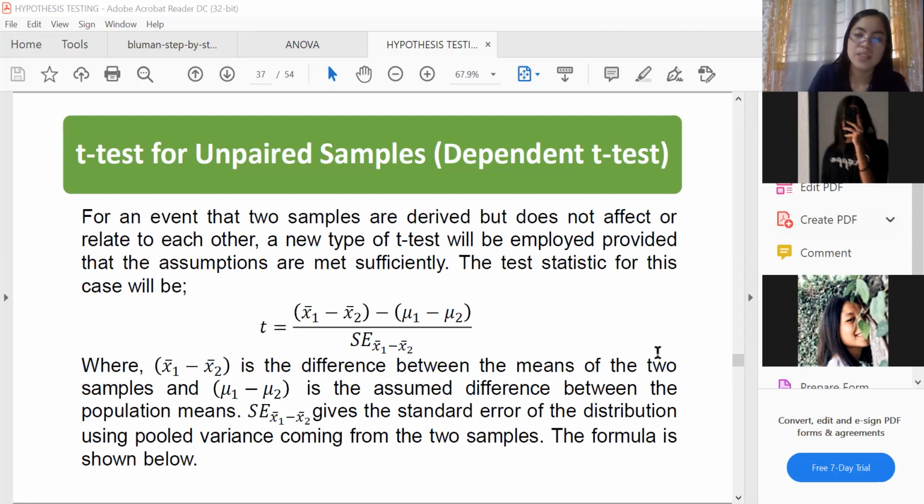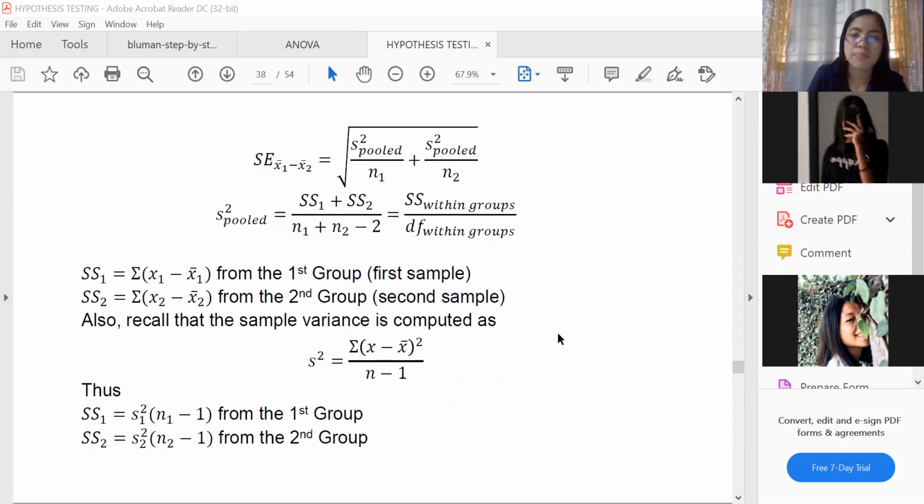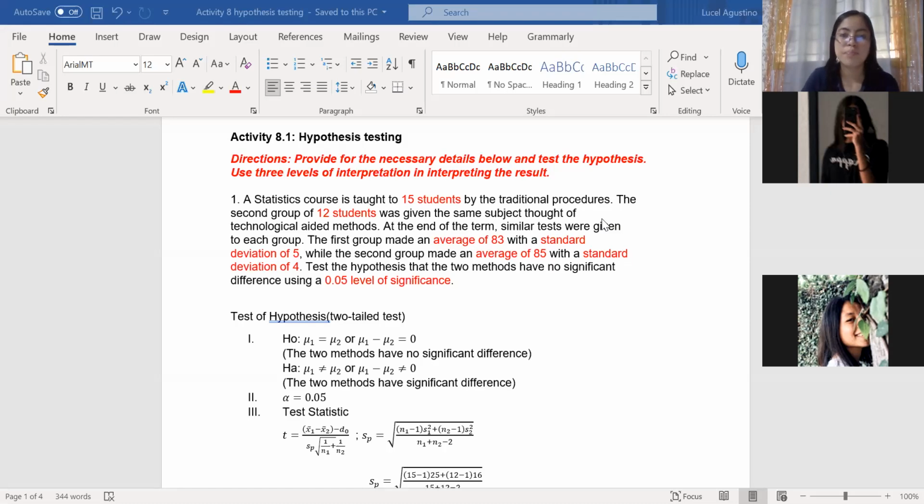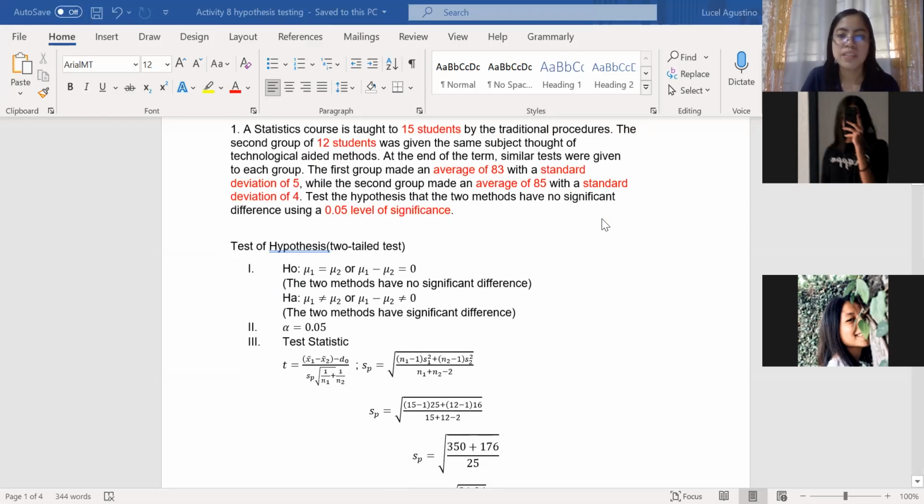Okay. And then, there's a formula. Okay, I will just show you an example. This one. Okay, I'll stop sharing. Oh, it can't be seen. Can you see the example? Yes, ma'am. Okay, okay.